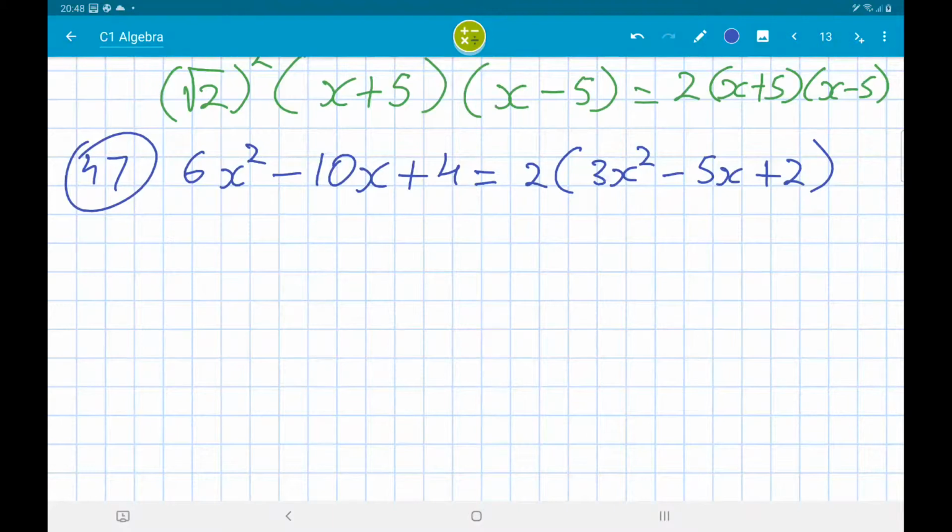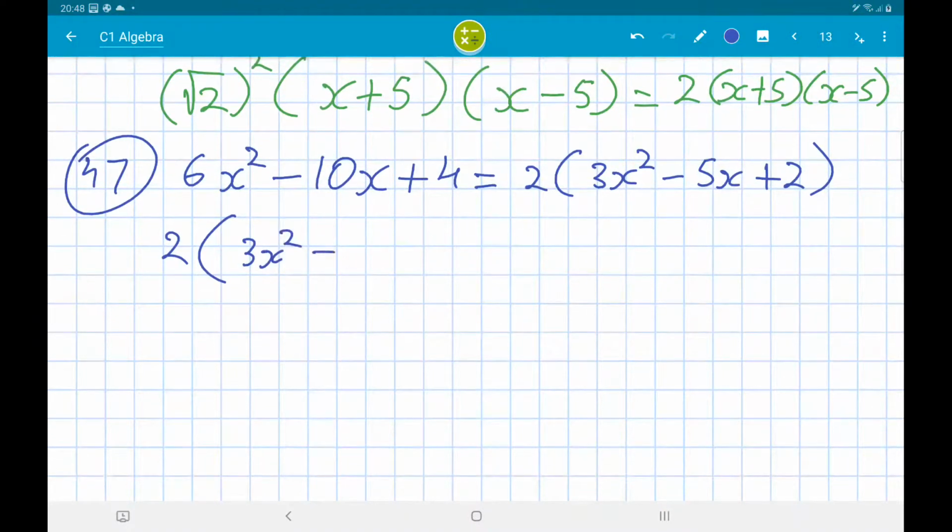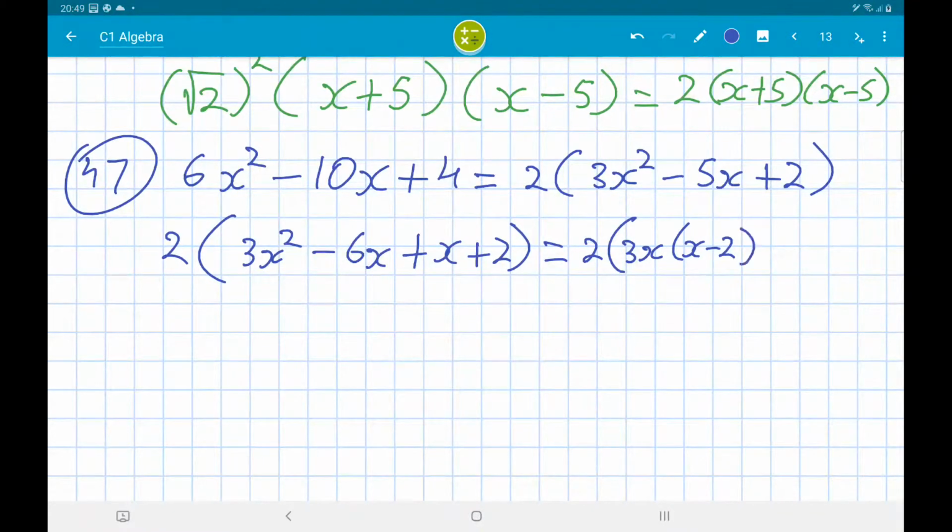So if I leave the 2, no, you know what, just write the 2. 2, and we get 3x squared minus 6x plus x plus 2, should then equal 2. And if I take a 3x as the common, we end up with x minus 2. Am I doing this right? Something does not add up. Because then I would end up with a plus 1, x plus 2. And that's definitely not how it's supposed to work out.